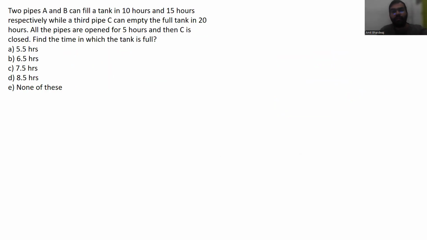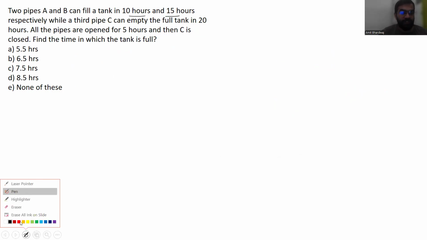Let's understand with the help of example number one. Now look at the question. Example number one is: two pipes A and B can fill a tank in 10 hours and 15 hours. This data is given. Let's change the color of the marker.